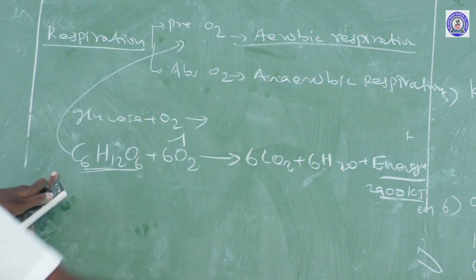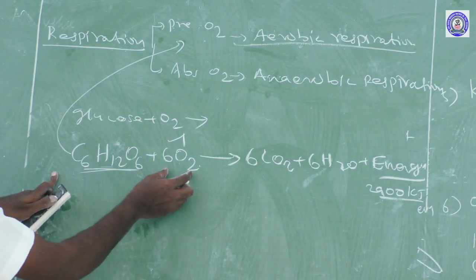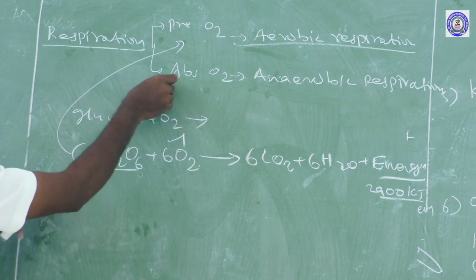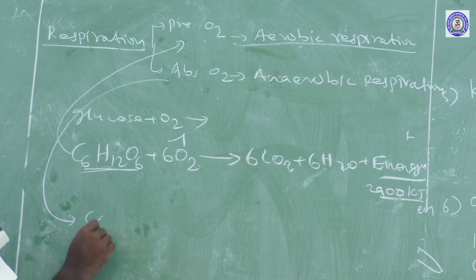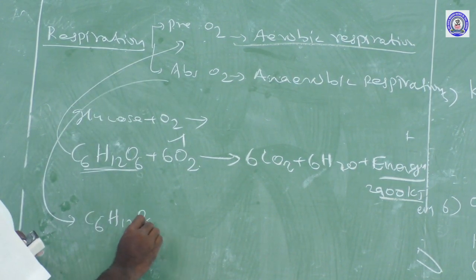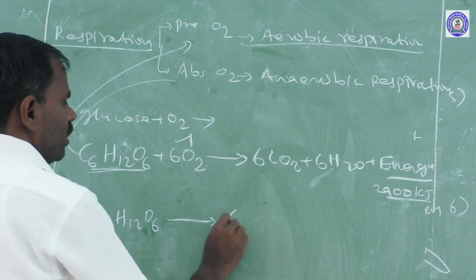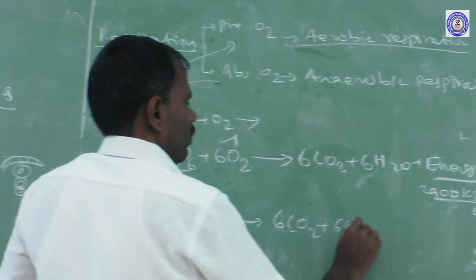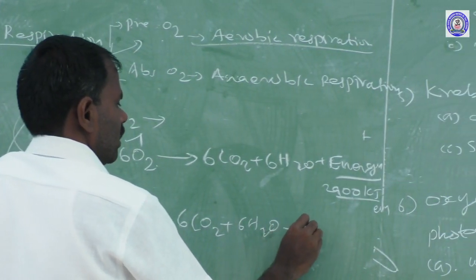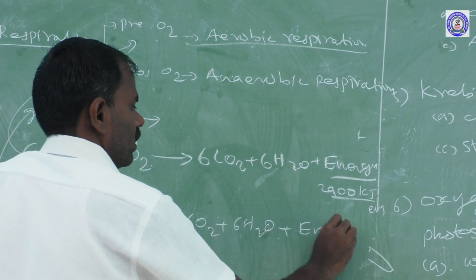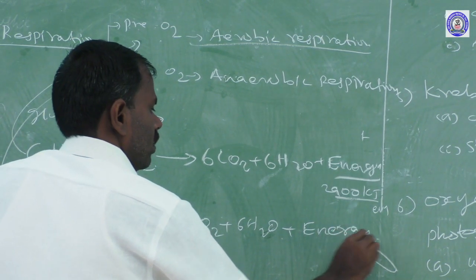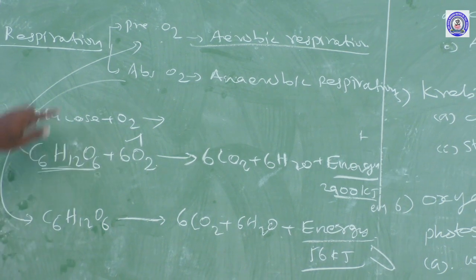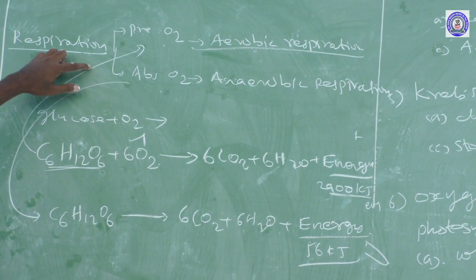2900 kilojoules of energy are formed only in aerobic respiration, in the presence of oxygen, with uptake of oxygen and removal of carbon dioxide during the respiration process. In anaerobic respiration, in the absence of oxygen, the same glucose releases carbon dioxide and energy. 56 kilojoules of energy are produced only in the anaerobic respiration process.